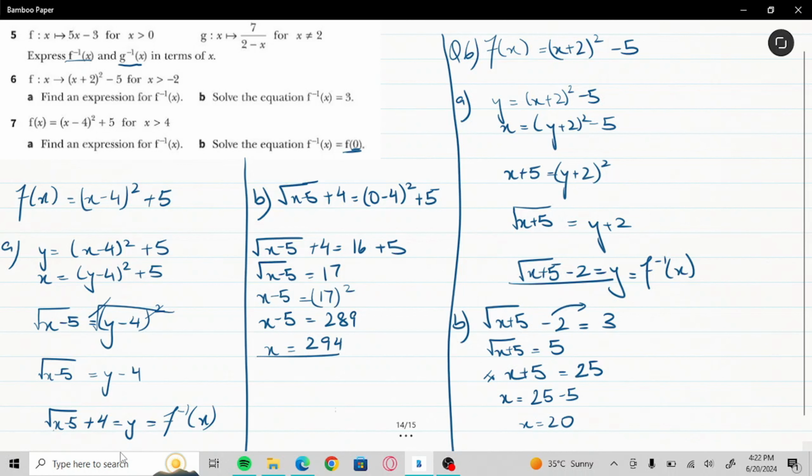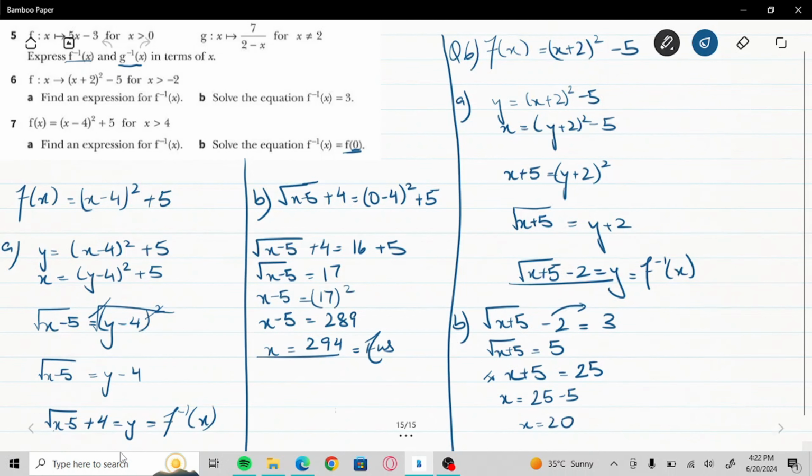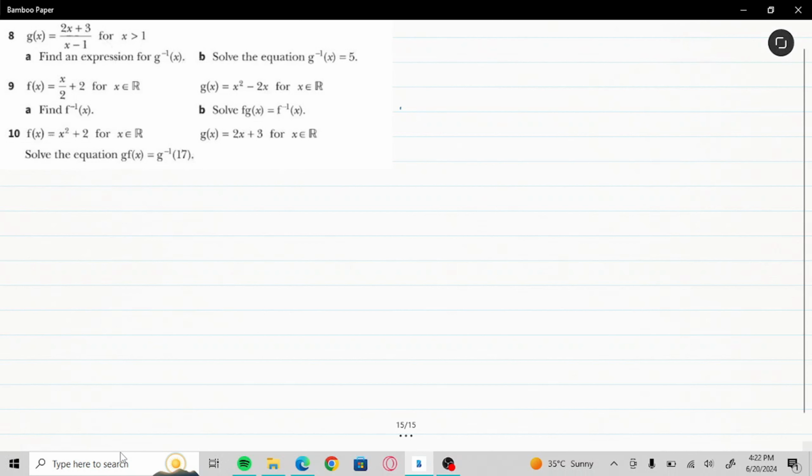So x is equal to 294. That's our answer for part 7. And that's it. For question number 8, we have g(x) is equal to (2x + 3) divided by (x - 1). A similar question again, just a little bit more complex. We have to find the expression for the inverse of this function.